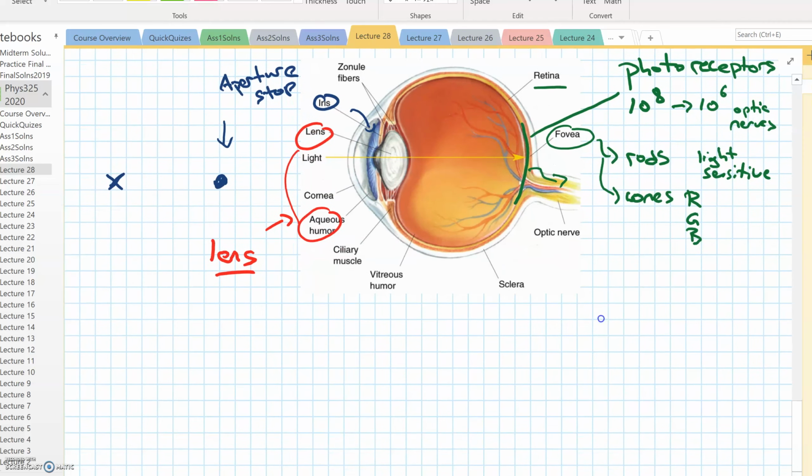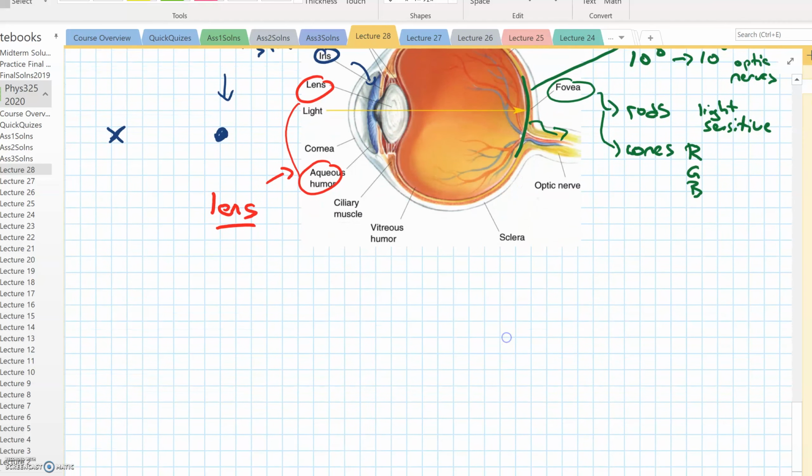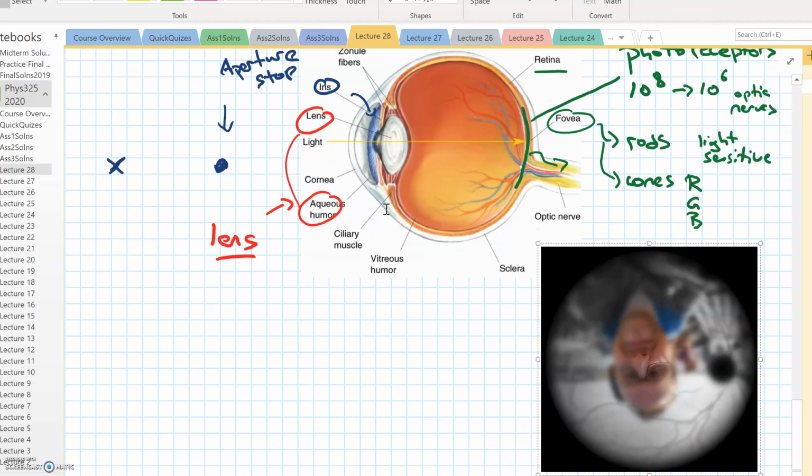So here's a picture of what you might see, an image as physically cast to the retina. Okay, so here you see that? This is what the image on your retina would actually look like. Here we have a blind spot.